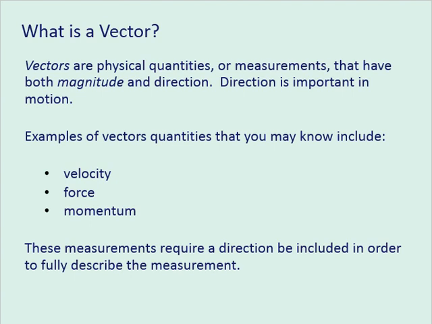Vector quantities, on the other hand, are physical quantities or measurements that have both a size and a direction. So they have to have a direction in order to really describe the quantity. And as I told you, motion is the first thing that we start to talk about, and direction is really important in motion.